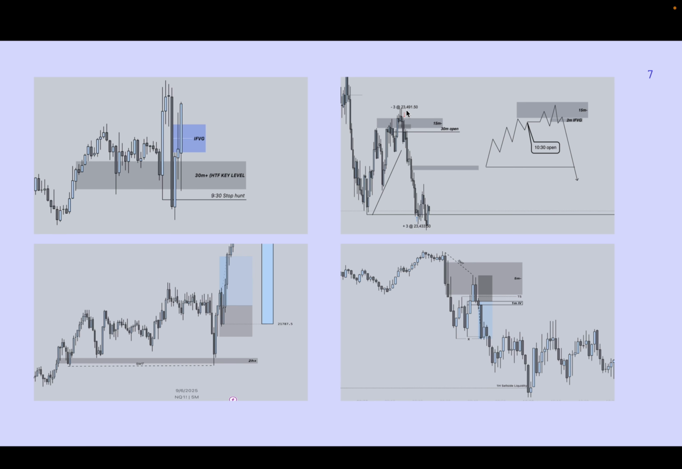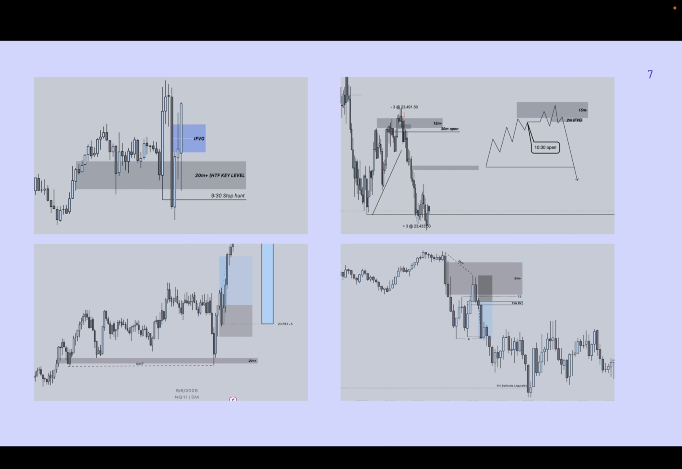Right here, we wick above. We hit this 15-minute fair value gap with a 30-minute open, that time part I was talking about as well. You can see the example here. And then we close right through. The main thing here is the close. Obviously the criteria is there for the most part. Y'all are good with criteria. But it's the close that a lot of people mess up. That is the main takeaway I want y'all to have here, right?